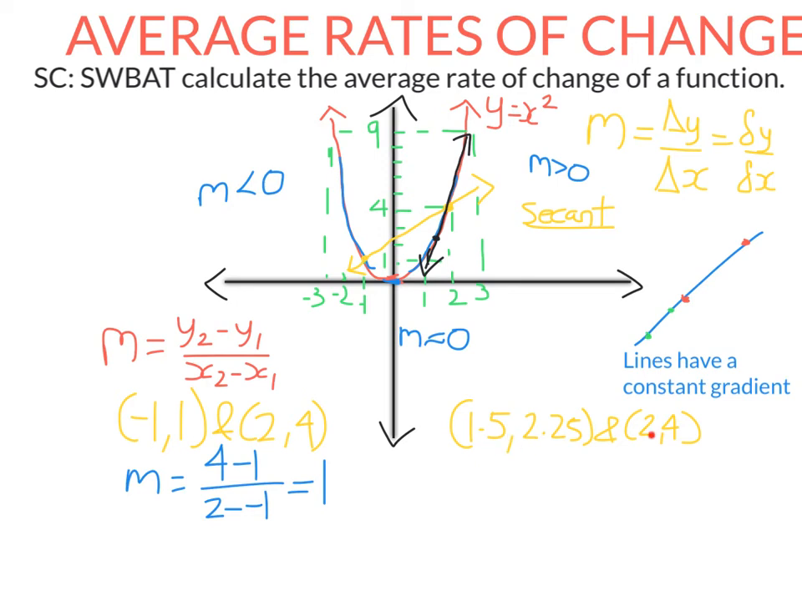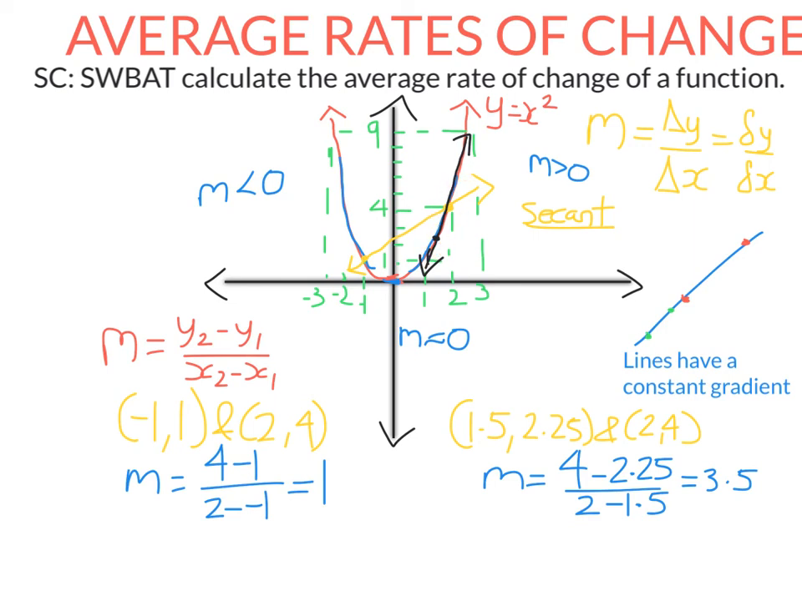So the gradient of this secant here, same formula as before. It's y2 minus y1 over x2 minus x1. And putting that on your calculator, you get 3.5. So you can see the gradients were totally different. But this one here, this black secant here, is a better representation of the rate at which the red graph is changing in this region.